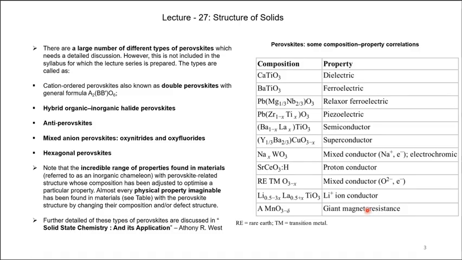So you can see how many different types of perovskite materials we can have. And if anybody is interested, a very good description of the different types of perovskite is given in Solid State Chemistry and its Applications by Anthony R. West. One can definitely consult this one, and many other material books are there where we can see the different types of perovskite. Okay, we go for the next slide.